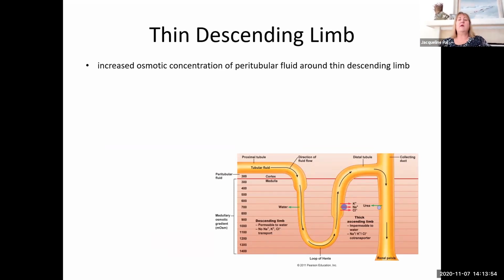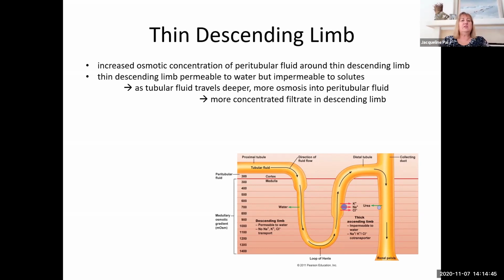So if we go back and we look now at the thin parts of the descending limb, what you will notice in this picture, if you compare the descending and ascending limb, is that the thick part of the ascending limb starts quite low, whereas the thick part of the descending limb ends quite high in the renal medulla. So there is a lot of thin descending limb in the parts of the renal medulla where we have that osmotic movement. We have all those molecules of sodium and potassium in the peritubular fluid. And so we say we have this increased osmotic concentration in the peritubular fluid, which is surrounding the thin descending limb. And this is showing gradients in the peritubular fluid.